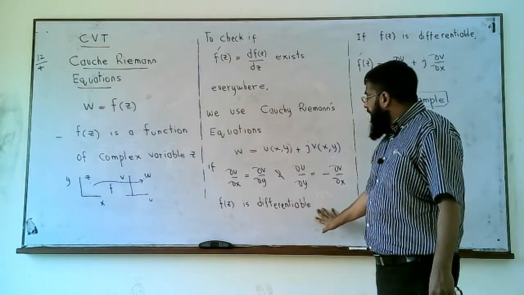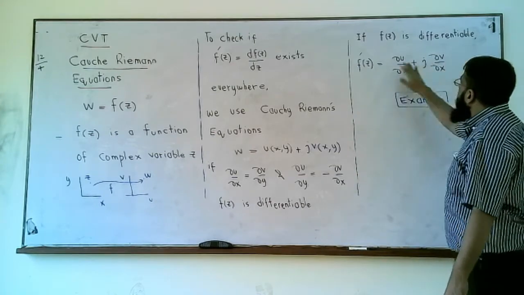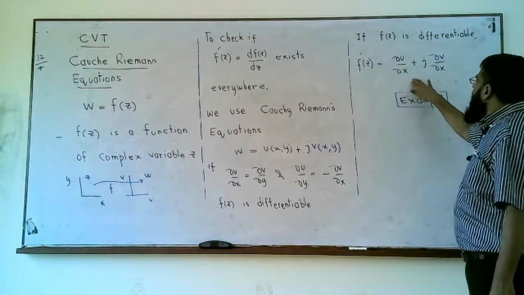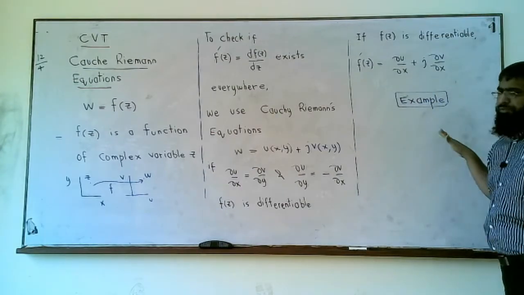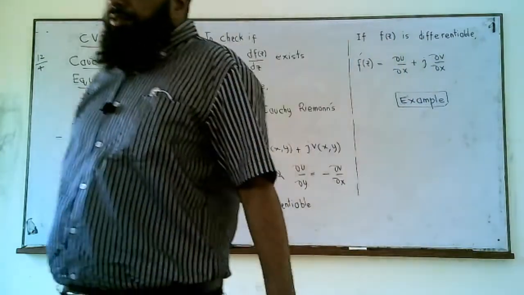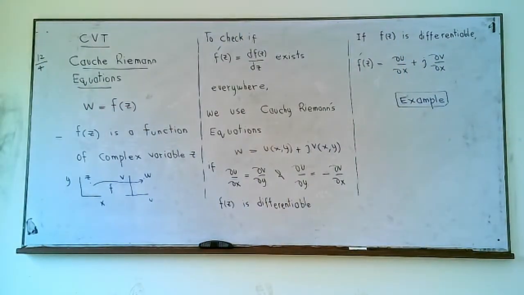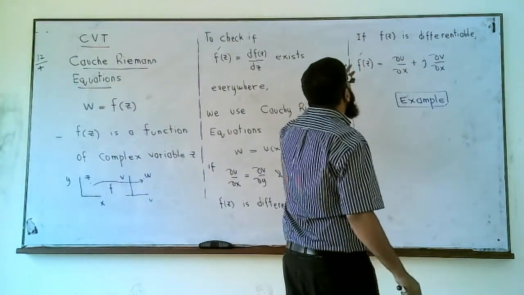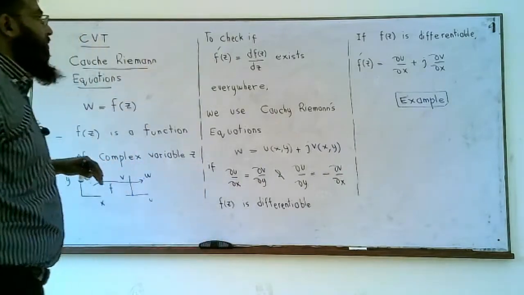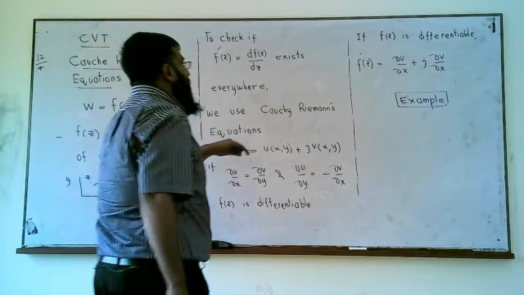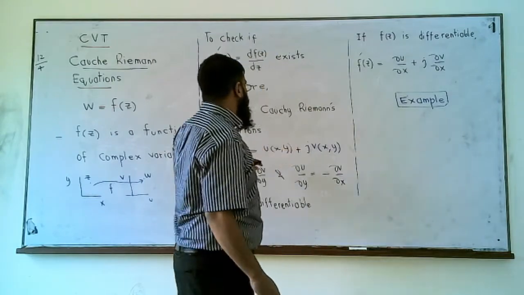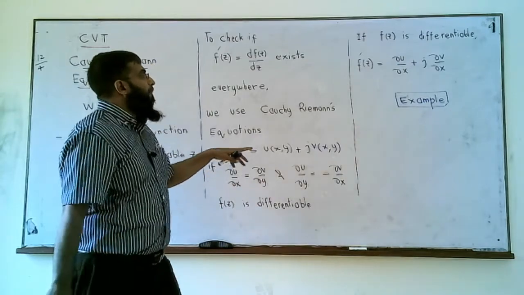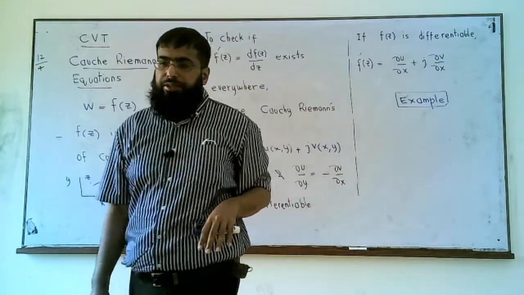This means that we can compute its derivative, and if it is differentiable, the derivative of f is partial u over partial x plus j times partial v over partial x, right? So this is how we compute the derivative f prime of z or df of z over dz only if f of z is differentiable. This derivative can only be computed if it is differentiable. And how would you know that it is differentiable? If these two Cauchy-Riemann equations are satisfied, the function is differentiable and we can compute its derivative, right?